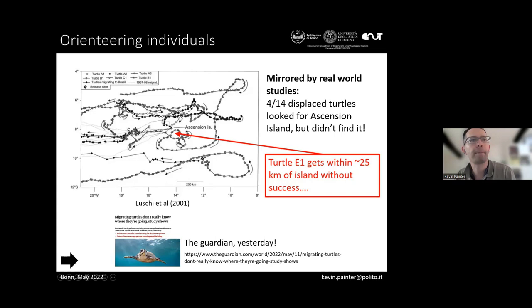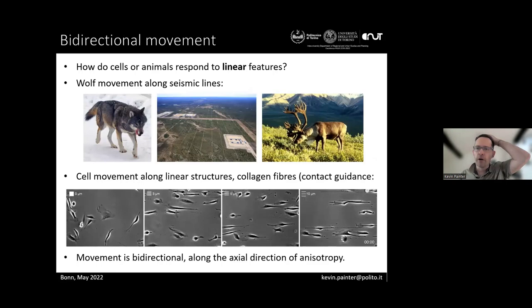Okay, so that was the second one. Now, a final one that I want to briefly go through is to think about other types of movement. The first one I was talking about was a unidirectional movement process, where you had some target and you roughly knew where that target was. So you had some bias in the direction of the target. And that's fine for homing cases, like the turtles, when they roughly know where the island is. So they have a bias in that direction.